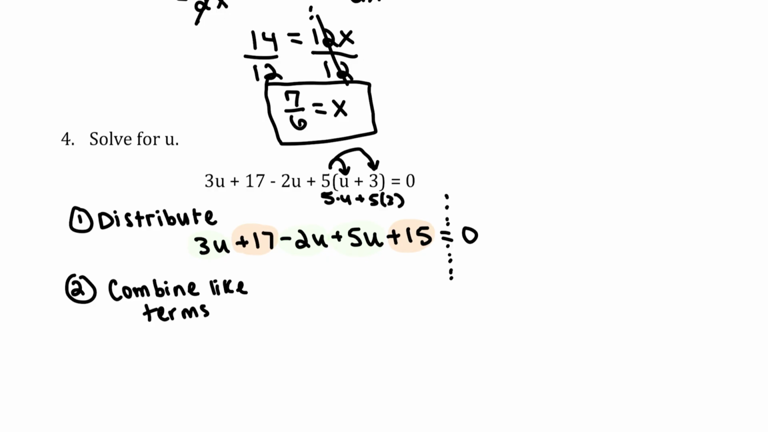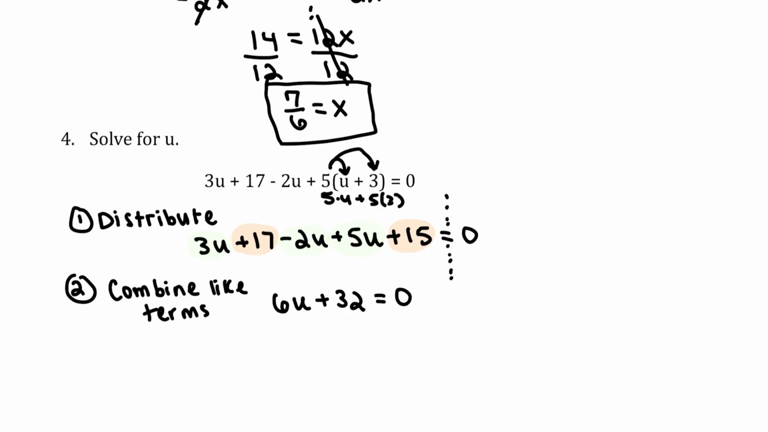So what I'm going to do is take everything that I have highlighted in green here, and I'm going to just add or subtract across. That depends on the sign. So we have a positive 3u minus 2u plus 5u. So in your calculator or in your head, you can do 3 minus 2 plus 5. So that will end up being 6u. And then 17 plus 15 is going to be plus 32. And then we have this equals 0.